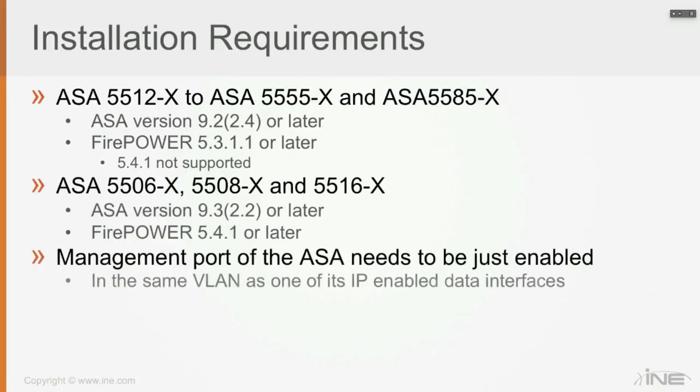Okay. And then the management port of the ASA, as we saw before, needs to be just enabled, and it has to be in the same VLAN as one of the ASA IP enabled data interfaces. Of course, assuming you want the ASA to be the default gateway of the Firepower module, because otherwise, if the ASA is not a default gateway of the Firepower module, clearly you don't need this. This step is not required.